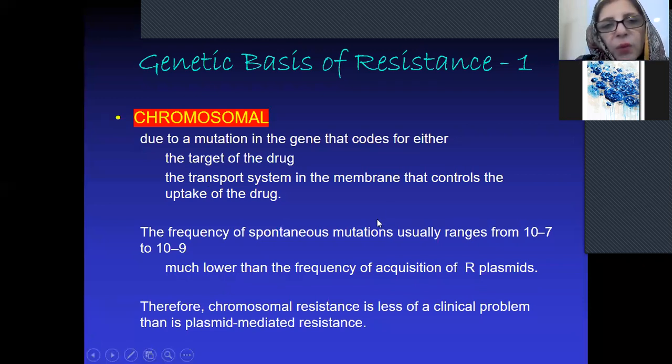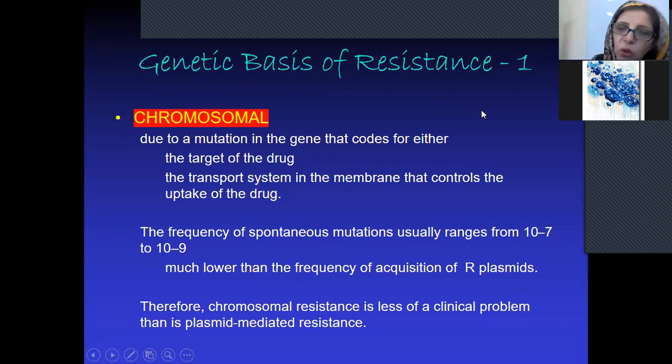Okay, then we come to the genetic basis of resistance. There are three factors which result in genetic resistance in a bacteria. Number one is chromosomal, number two is plasmid mediated, and number three is transposon mediated.